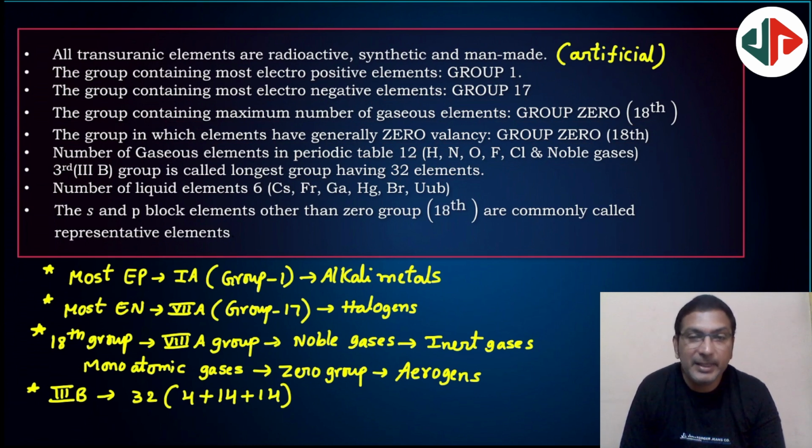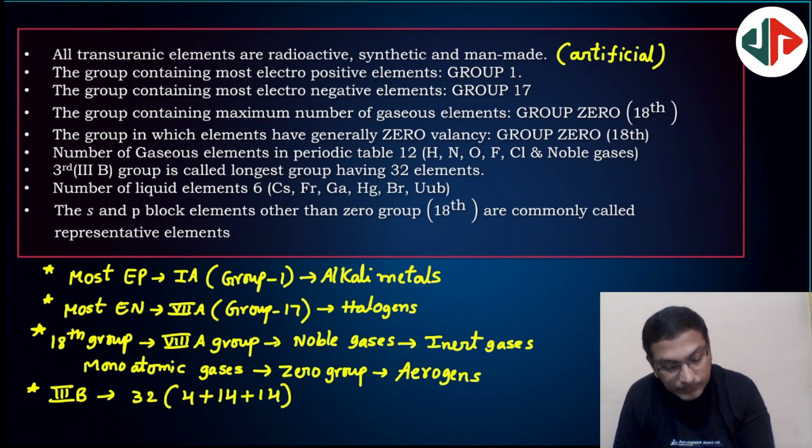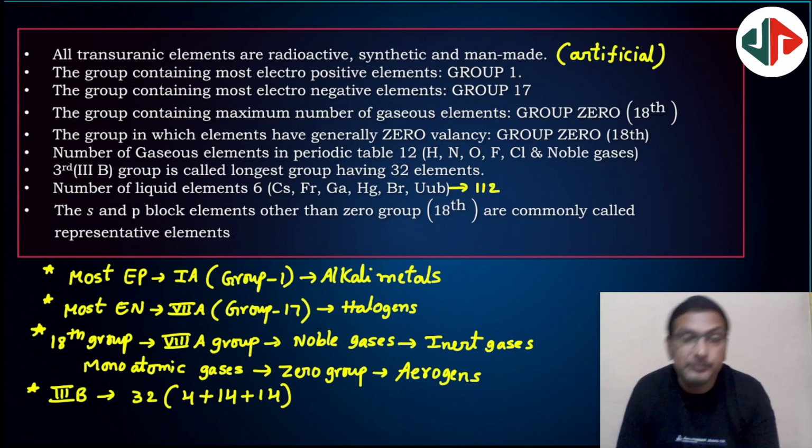Now, longest periods are 6th and 7th. Longest group third B. Next, liquid elements: cesium, francium, gallium, mercury, bromine and UUB, that is atomic number 112.